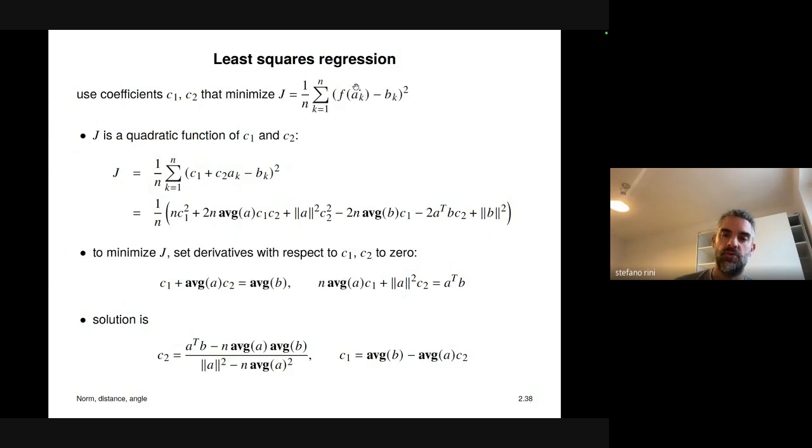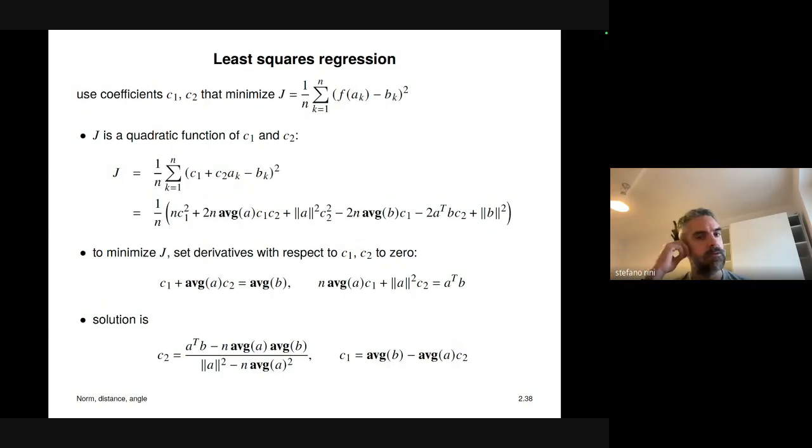And what we do is that we have chosen a model that produces an estimate of B, which we call B hat. And then the way in which we penalize the model producing f of A of k instead of B is by taking the norm square, and then we accumulate the norm square over all the elements in the data set. Okay, so now we want to figure out how to optimally choose the parameters C1 and C2 so that we minimize the loss.